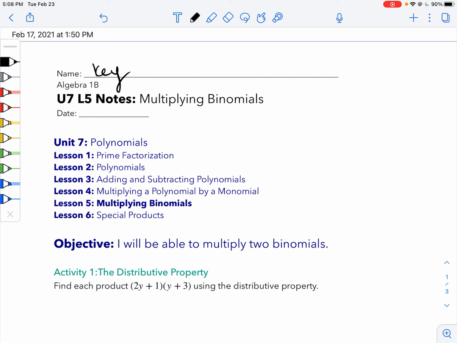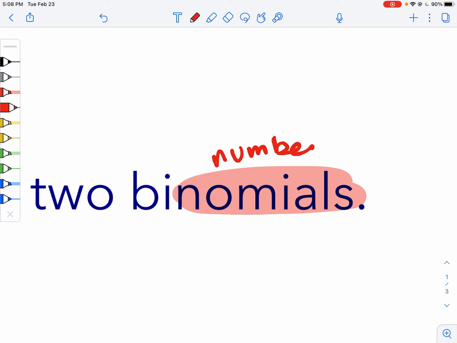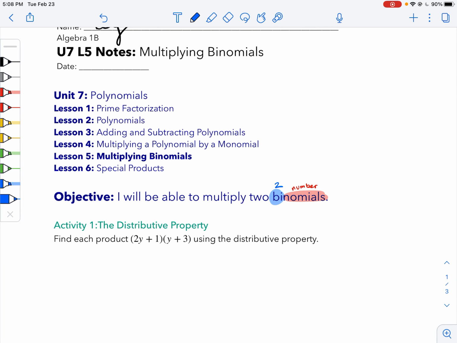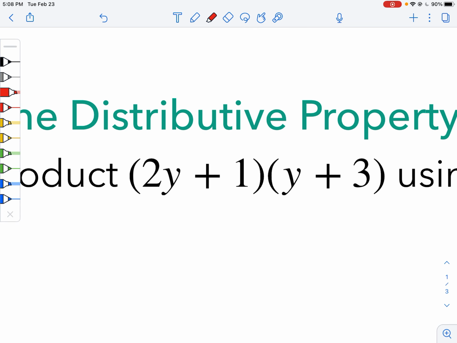Now, what's a binomial? Quick, remember, nomial means number, and bi means two. So a binomial is an expression with two numbers. For example, here we've got two binomials. We've got 2y plus 1 and we've got y plus 3.